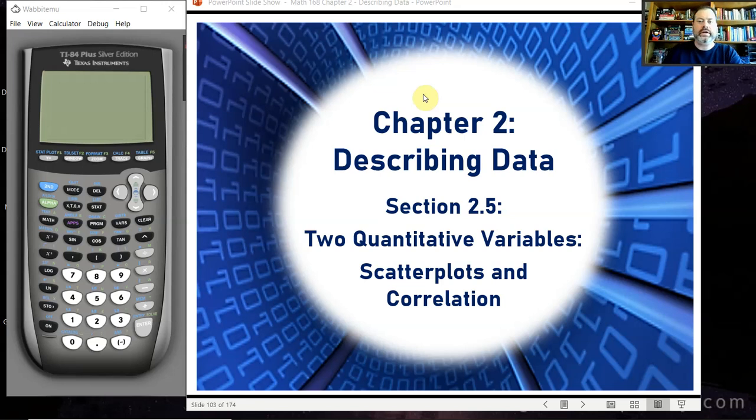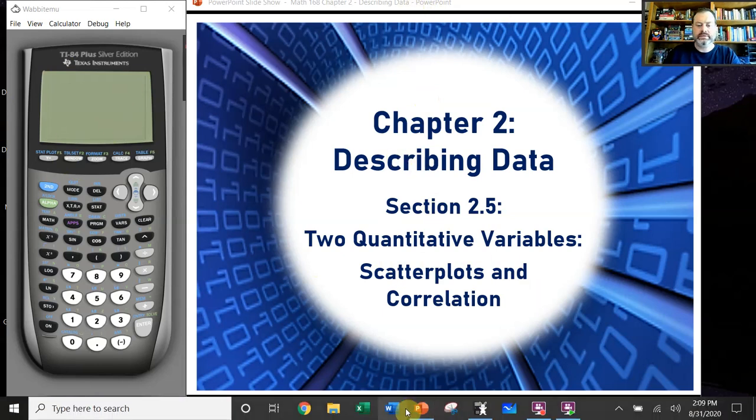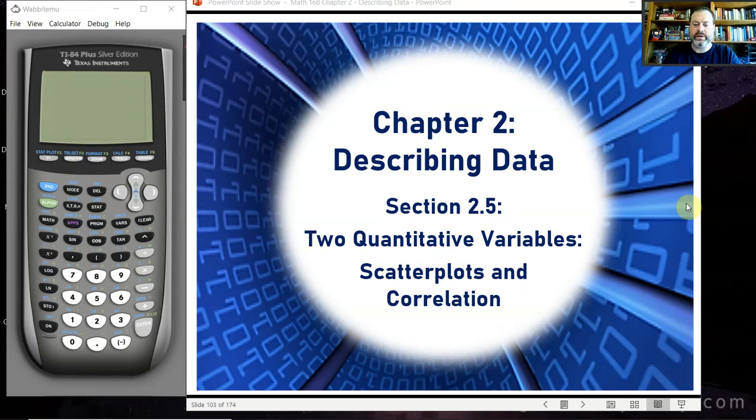Hi there, everybody. In this section, we're going to keep going with Chapter 2, and we're going to look at what happens when we have two quantitative variables. You're going to need your calculator today. And we're going to talk about the first half of this, which is scatterplots and correlation. So let's jump right in.